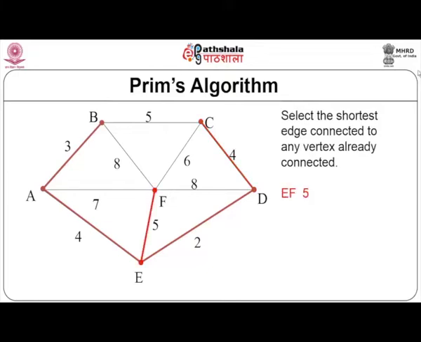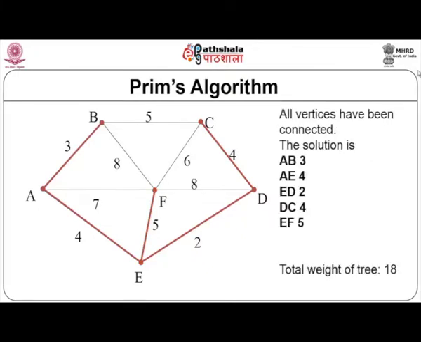Okay. So, this is the one. Now, all the nodes have been done. So, you have AB 3, AE 4, ED 2, DC 4 and EF 5, and the total weight is 18. So, these are the nodes that you select and this is the way it is done.